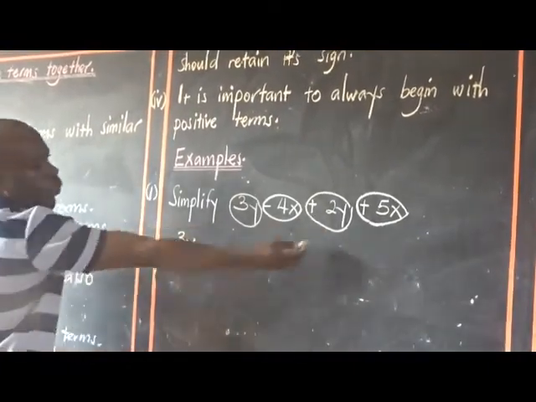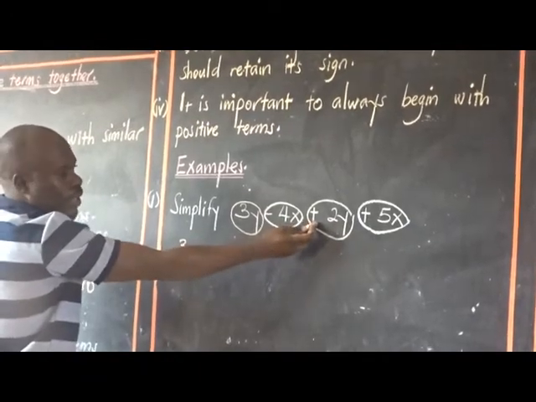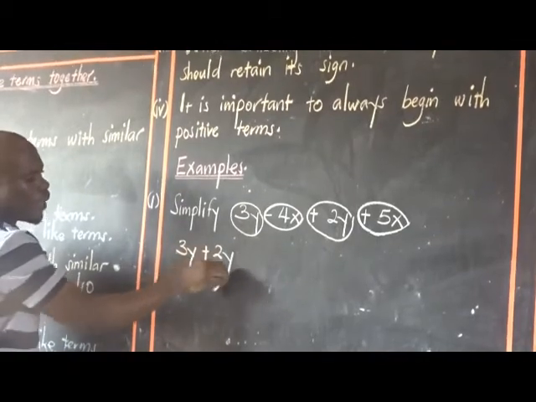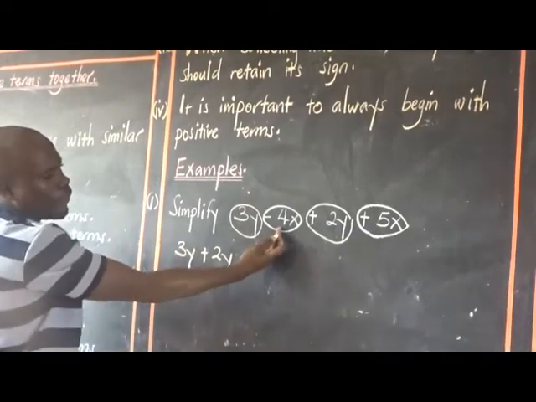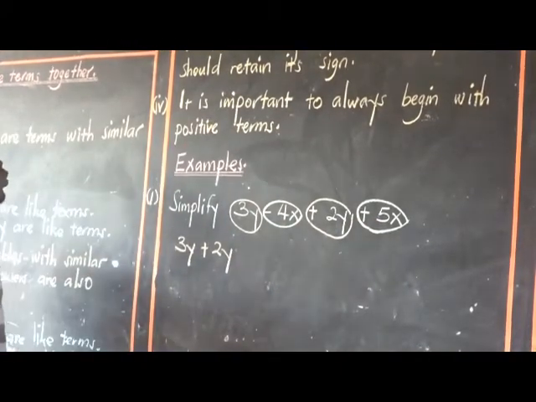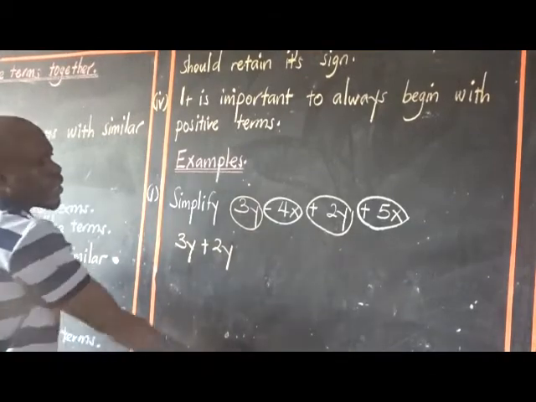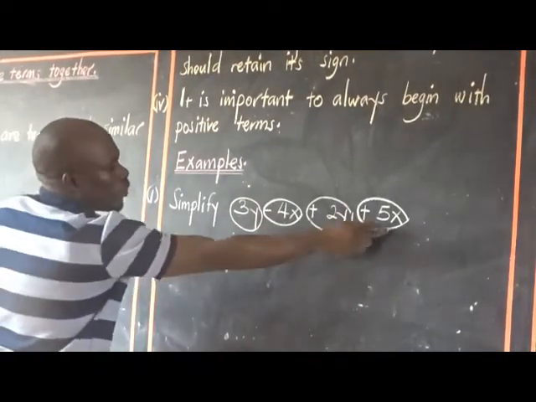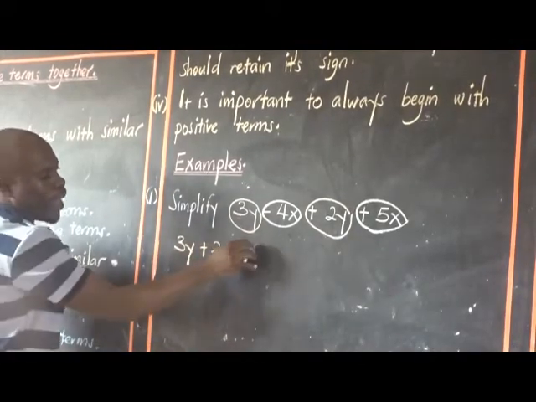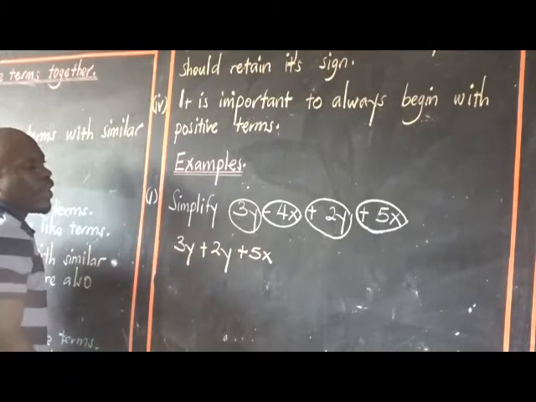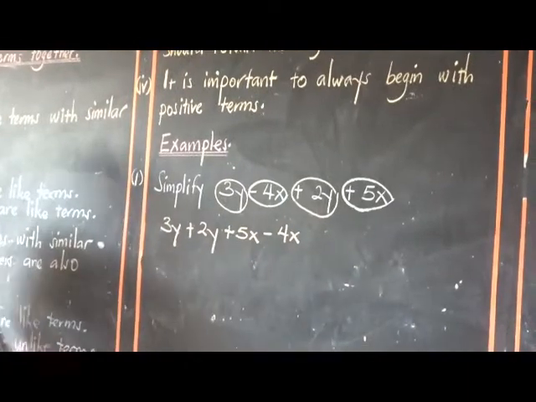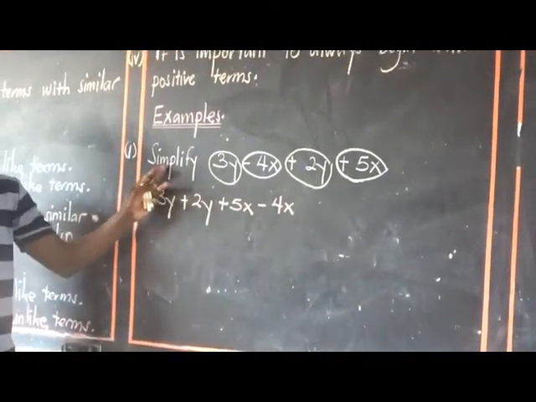After having 3y, we are bringing 2y in its sign. So it will be plus. So it will be 3y plus 2y. Then after that, we have negative 4x and positive 5x. We are saying that it is important to always begin with the positive terms. So in this case, instead of beginning with 4x, we shall begin with 5x because it is the one which is a positive. So here we shall say plus 5x. After that, we shall say minus 4x. So here we have collected like terms, but the question says simplify.